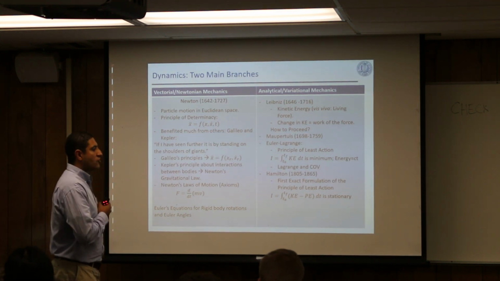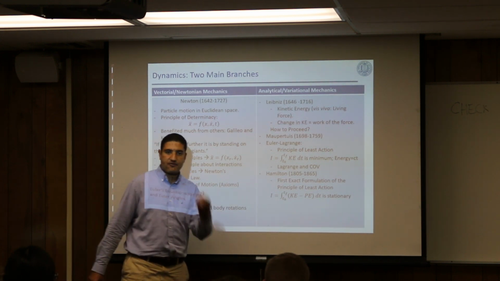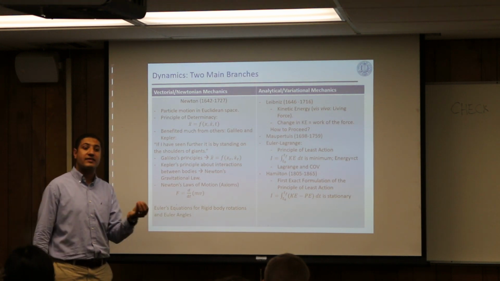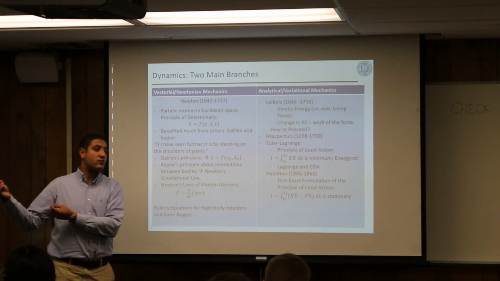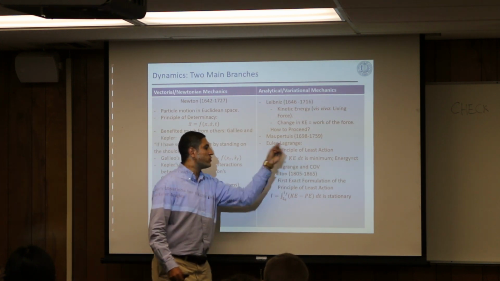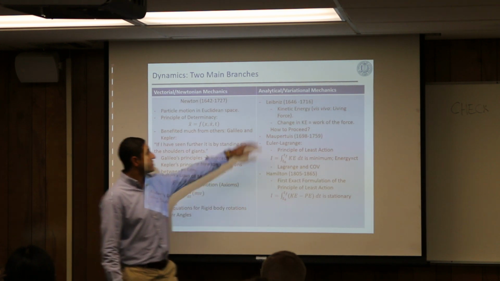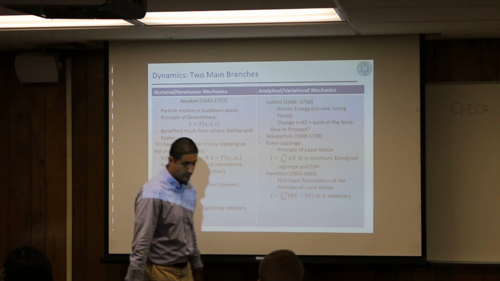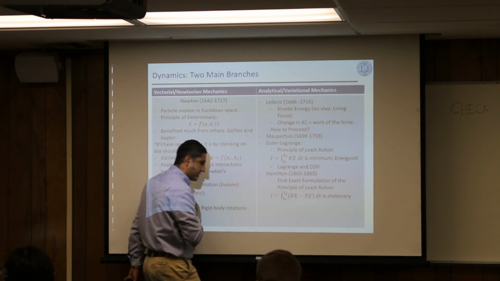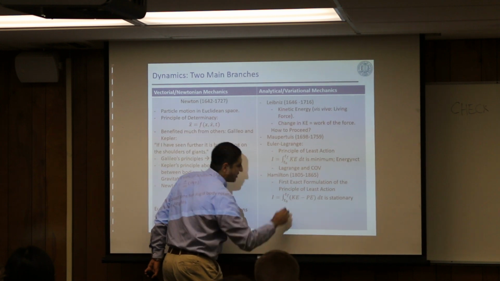And actually, we don't call it the first derivative of this guy. If you have a function and you want to get its maximum or minimum, you differentiate it, get the first derivative, and equate it to 0, right? For an integral, we don't call it first derivative. We call it first variation. And this is why it's called variational mechanics. So the principle of least action is that the first variation of the action integral is 0.